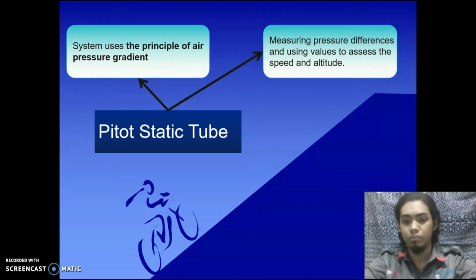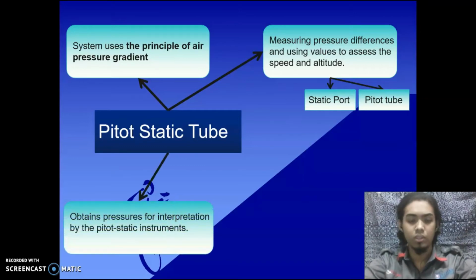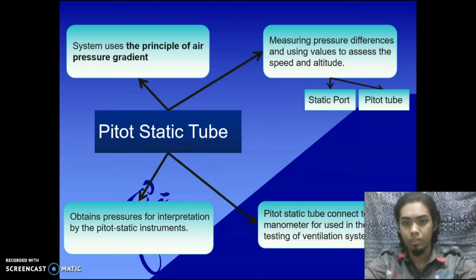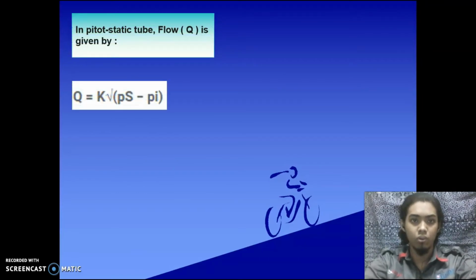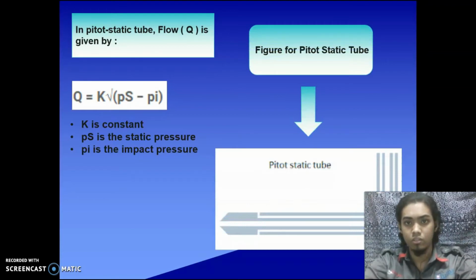This pressure can be measured by the static port for the static pressure, and number 2 is the pitot tube for pitot pressure. The pitot static tube also obtains pressure for interpretation by the pitot static instrument. The pitot static tube is connected to a manometer for use in testing of the variation system. The second page is the formula to find flow on the disc. K is a constant, Ps is static pressure, Pi is impact pressure, and this is the figure for the pitot static tube.